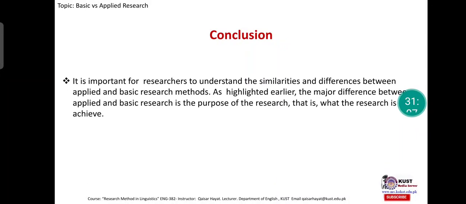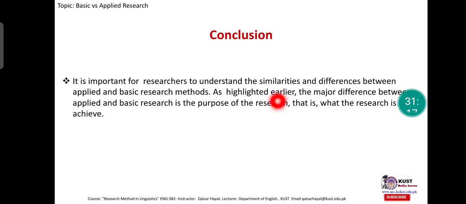These are that both are definitely important types of research. If they are collecting data, it is necessary in both fields, and definitely if data is collected, the way it is processed, in a journal, the data collection and later on data processing would be the same. So students, we can conclude in this regard that it is important for researchers to understand the similarities and differences between applied and basic research methods.